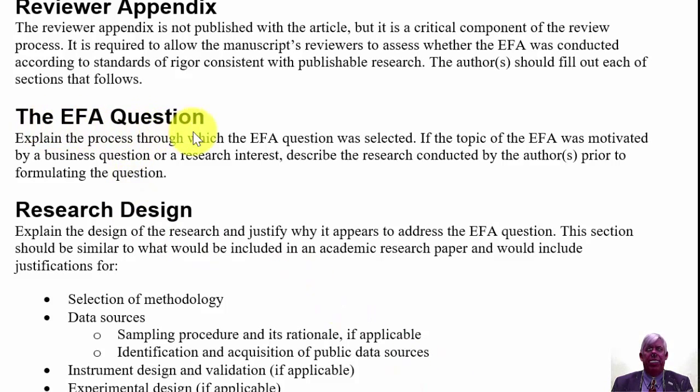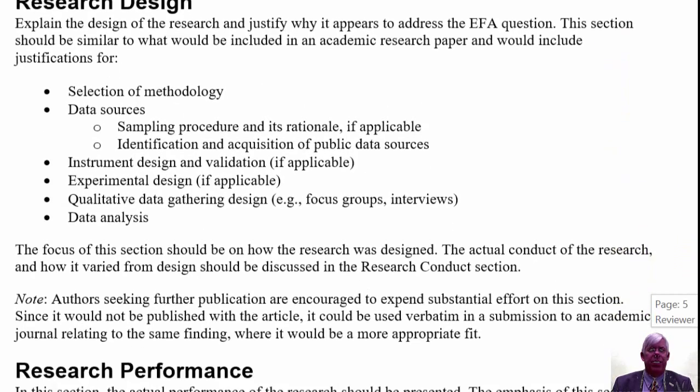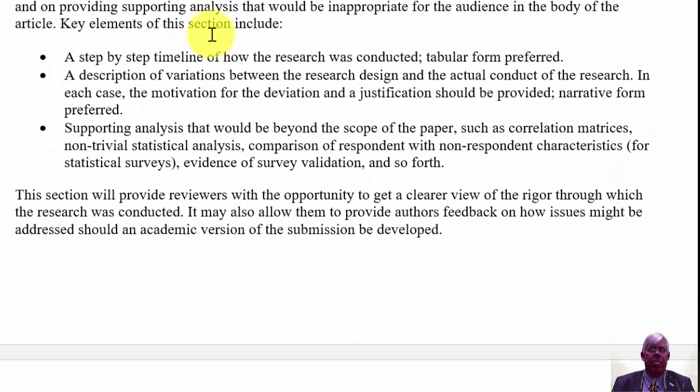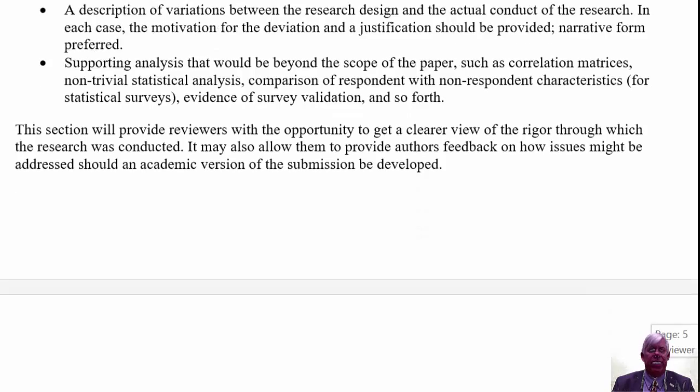You begin by explaining where you got the question. Was it from personal experience? Was it something you read about in the literature? We want to know where that question came from. Then you can explore the research design, and the template will tell you a little bit about the types of things that you might want to include in describing how your design took place. You can then talk about how the research was performed or how it was conducted. Once again, the idea here is to convince the readers that you were systematic in your investigation.